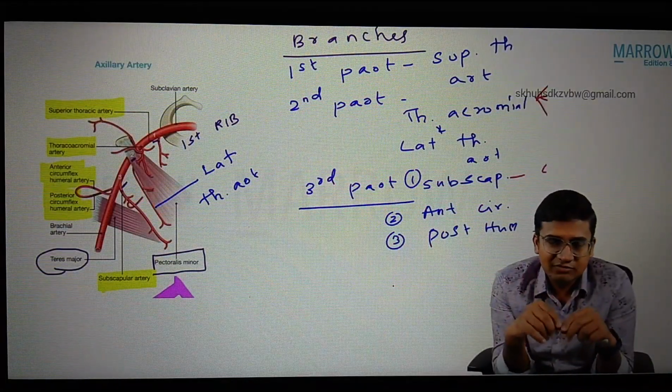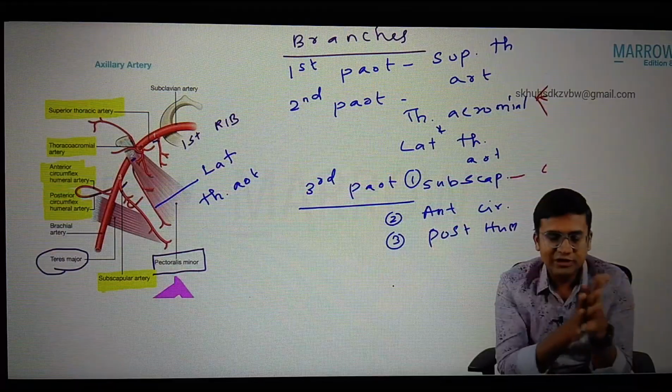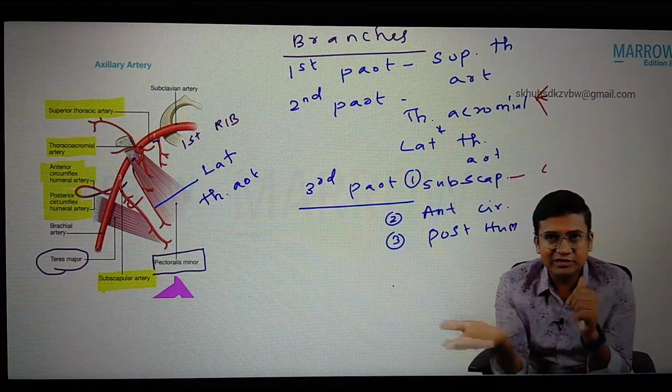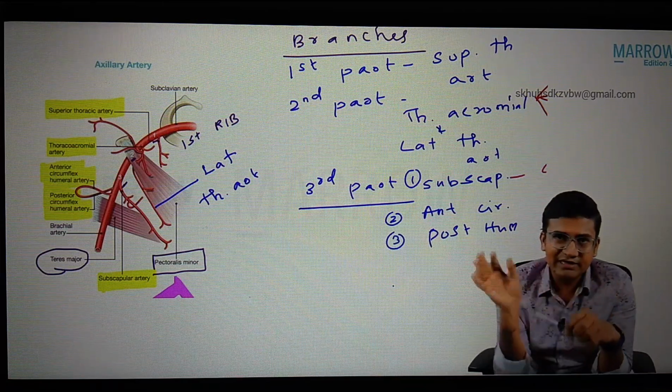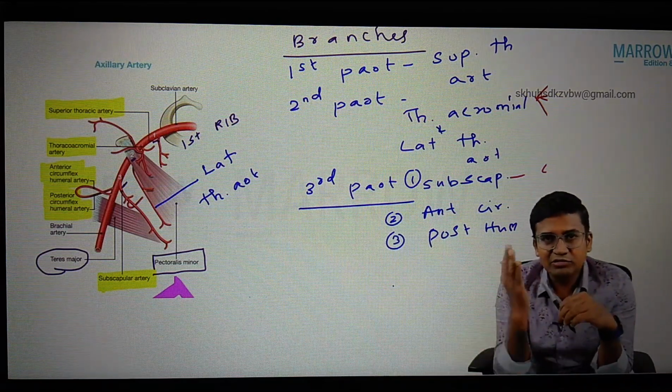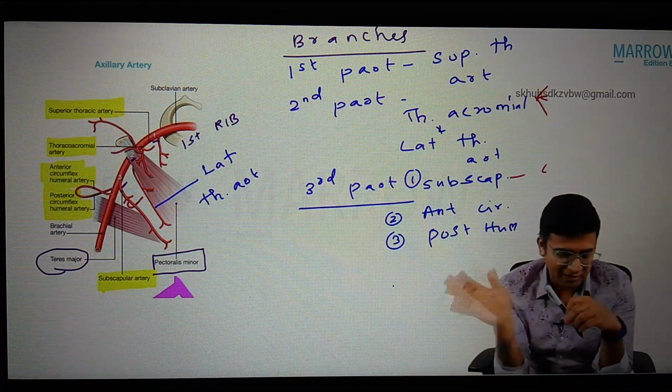So these are all the branches from the axillary artery. I told you already, the subclavian artery continues as the axillary artery, and the axillary artery continues as the brachial artery. The brachial artery supplies the arm, and is divided into the radial artery and ulnar artery, supplying the forearm and palm.